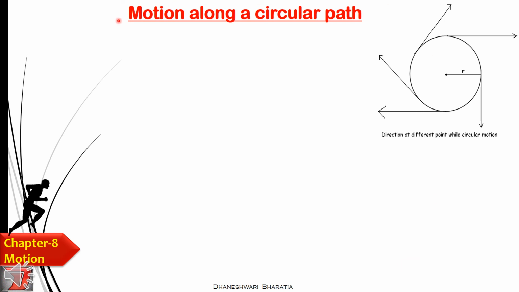Now let's talk about the last topic of the chapter, motion along a circular path. If I have given you this circular track, and if I tell you that you have to do cycling on this track, so what will happen? If you start from this point, you will go all the way around in a circle and come back here. Your journey will end here, from where you started, because it is a circular motion, isn't it?